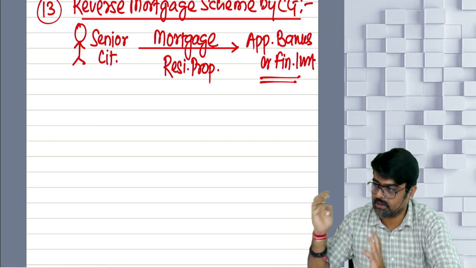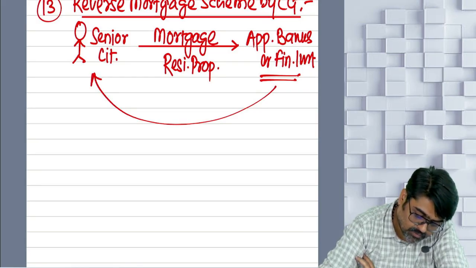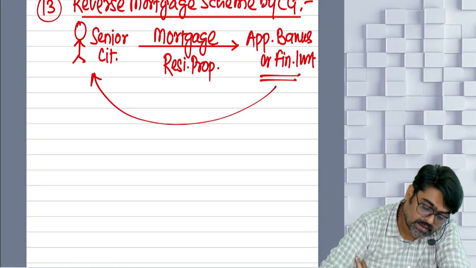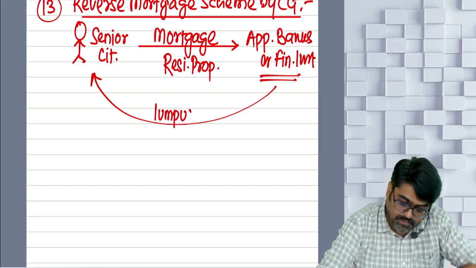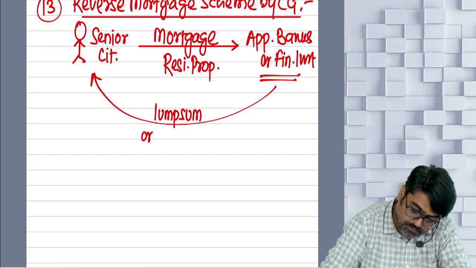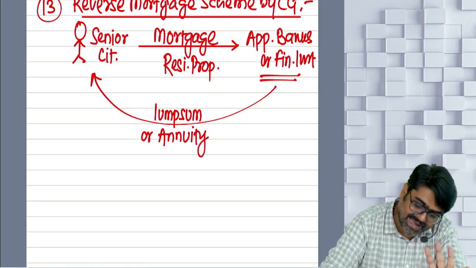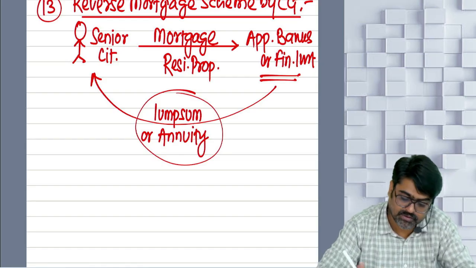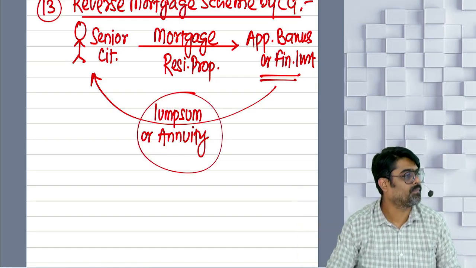The moment you mortgage your residential property, what will this bank or financial institution do? They will give you either a lump sum amount, or they will start giving you a regular payment in the form of annuity. This is as good as a loan given to you. This is as good as a loan given to you against your property.